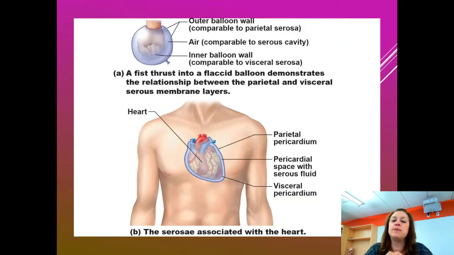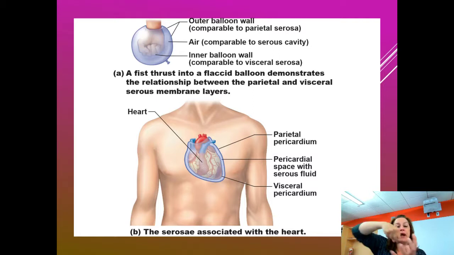And what does that mean? I skipped over a couple of slides because they're just a closer view of what we discussed. Here is the pericardial membrane. You'll notice at the top it's a hand stuffed into a balloon. So this is what we're going to think about when we think about our abdominal cavities.